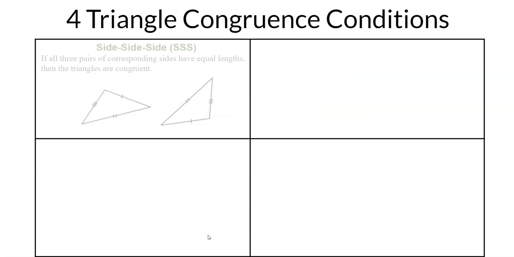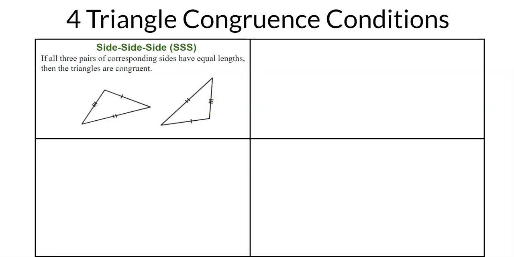The first one is side, side, side, a condition where if all 3 pairs of corresponding sides have equal lengths, then the triangles are congruent. As you can see, there's 1 hash mark right here. This line segment is congruent to this line segment right here. The second hash mark line segment is congruent to this leg right here. And then we have a third line that is congruent to this line right here. So therefore, side, side, side is the reasoning why the two triangles are congruent to each other.